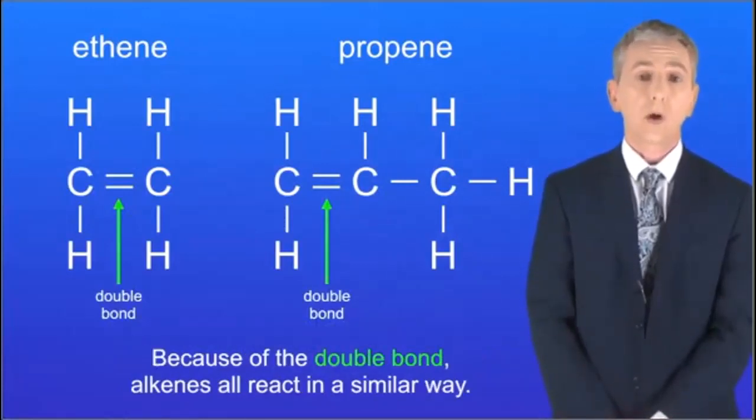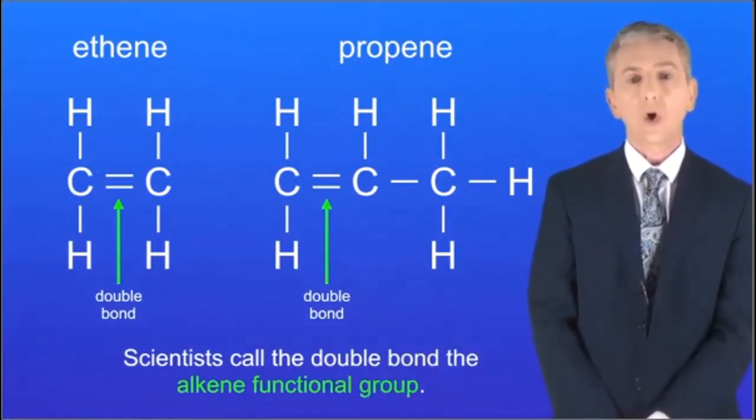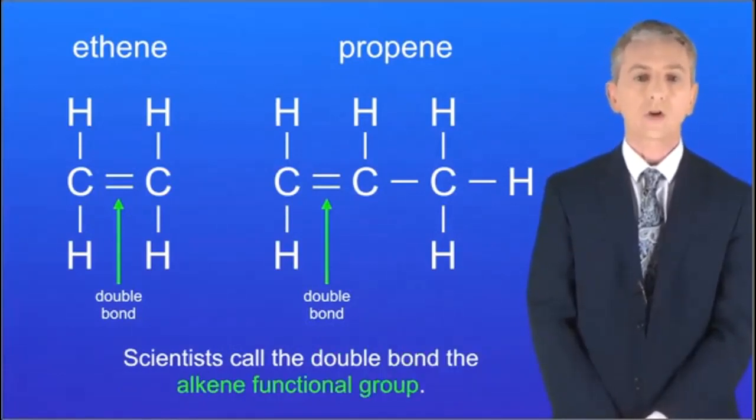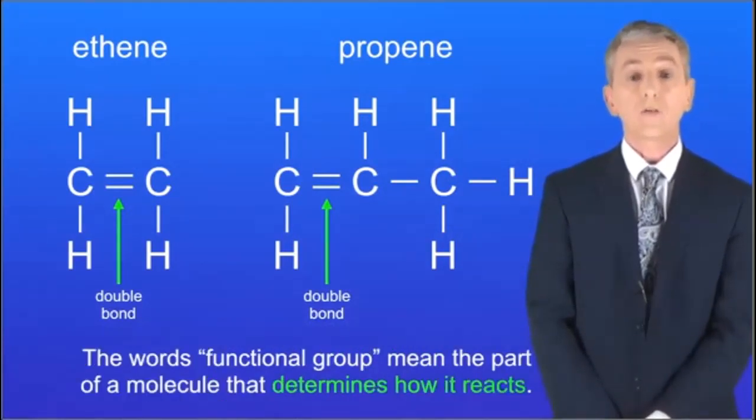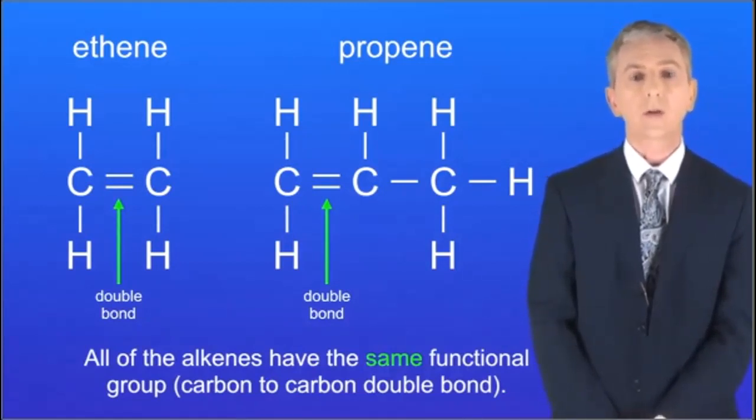Now, because of the double bond, alkenes all react in a similar way. Scientists call the double bond the alkene functional group, and the words functional group mean the part of a molecule that determines how it reacts. Now, all of the alkenes have the same functional group, in other words, a carbon-to-carbon double bond.